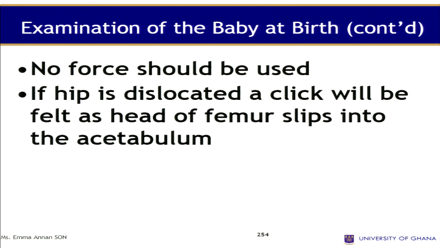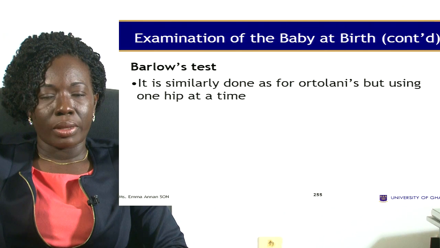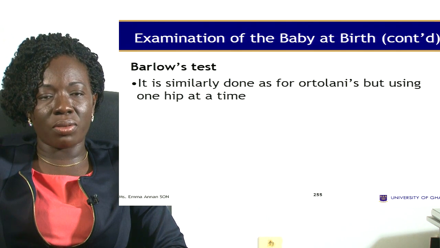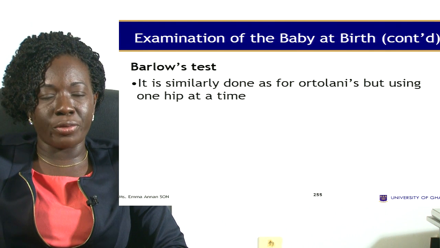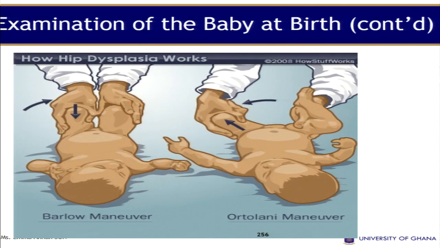You don't usually apply force. If the hip is dislocated, a click will be felt as the head of the femur slips into the acetabulum. You can also use the Barlow test, which is similar to the Ortolani test, but in this case, one hip is used at a time. So that is the Barlow test and the Ortolani test.